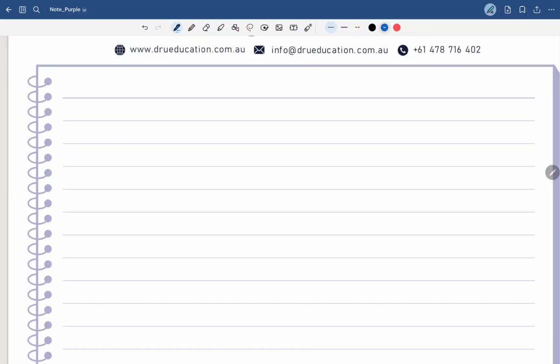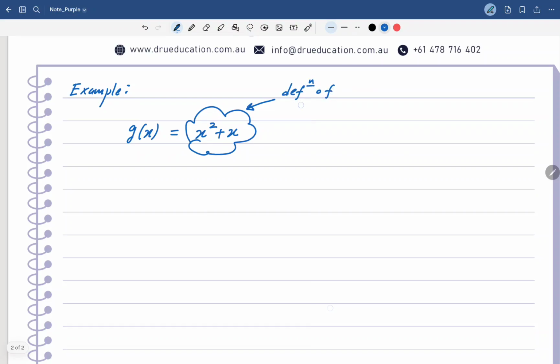Now let's think about a few examples. Think about g(x) is equal to x squared plus x. This part is called the definition of the function. This part is called the name of the function.